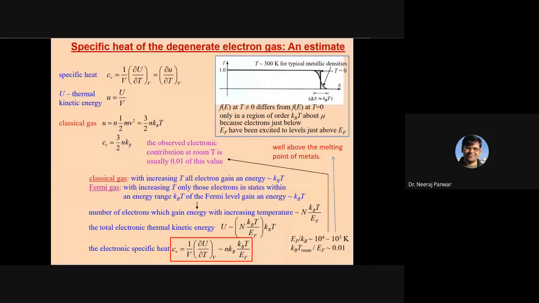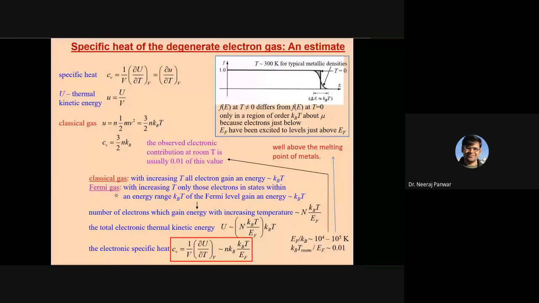And in the previous classes, we have seen that this is 100 times greater than what is experimentally observed. So now we can compare the Drude electron gas and the Sommerfeld electron gas. In the classical gas, if we increase the temperature, all the electrons gain an energy approximately equal to kBT.